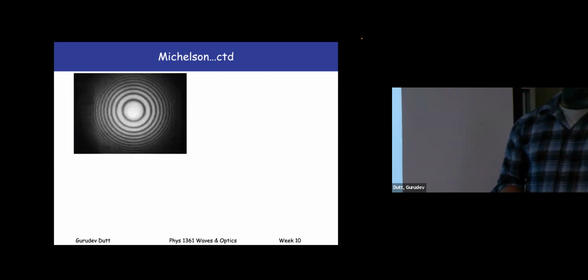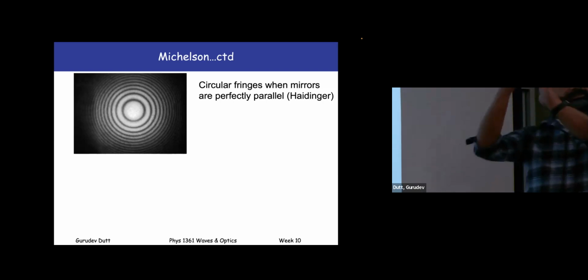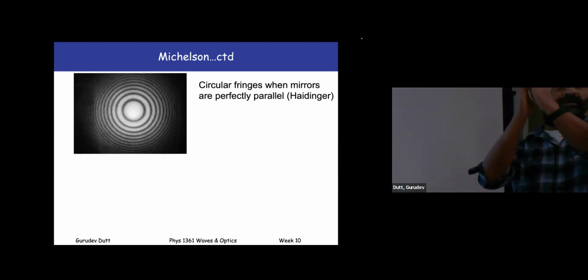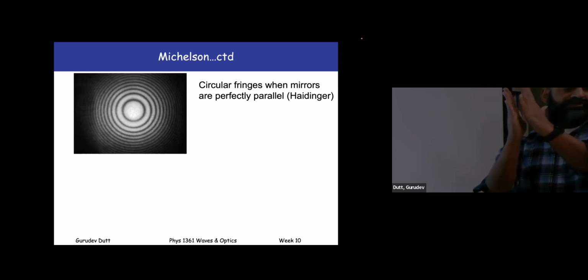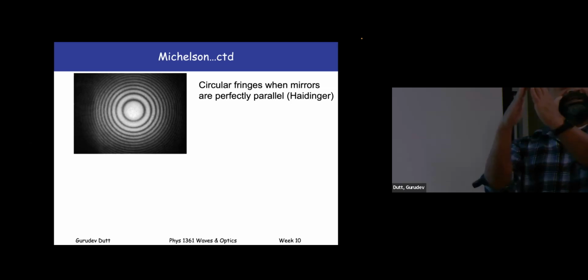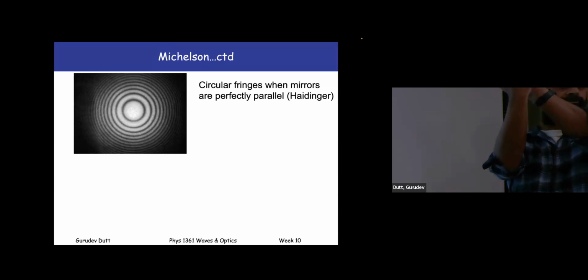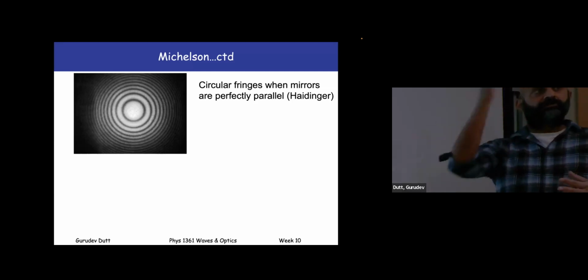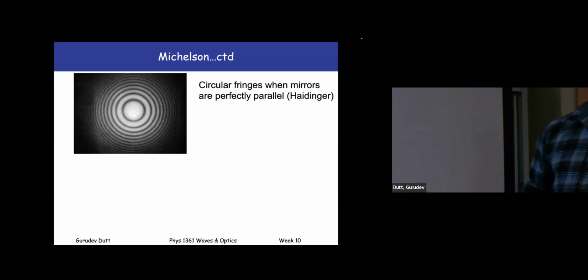I'll finish up by saying that when the mirrors are perfectly parallel to each other, you get the Haidinger or circular fringes. But you can make the mirrors not parallel. For example, if the mirrors are slightly tilted with respect to each other, now they look like a wedge. You'll get Fizeau fringes, which are fringes of equal thickness.